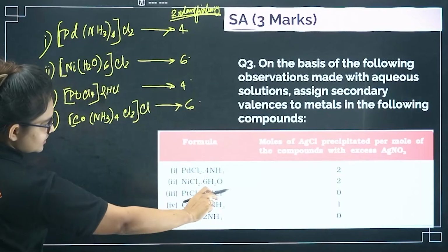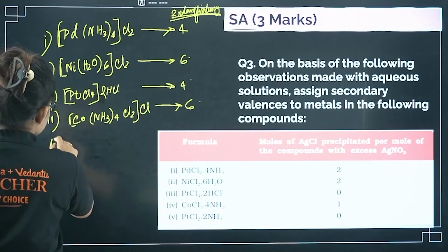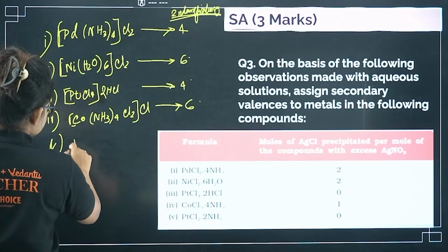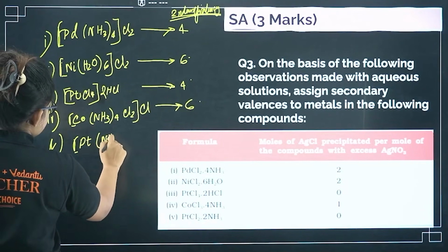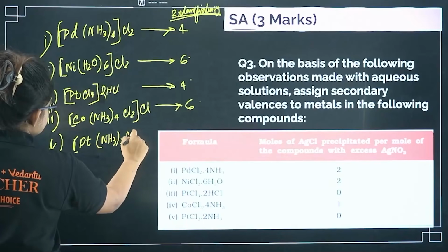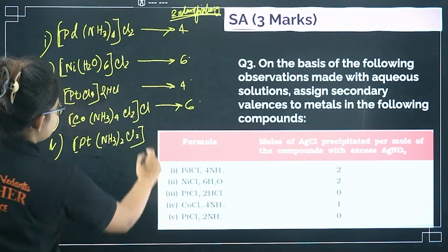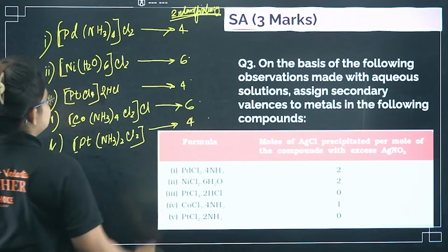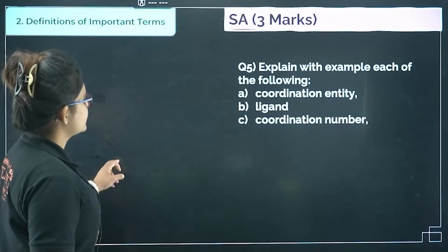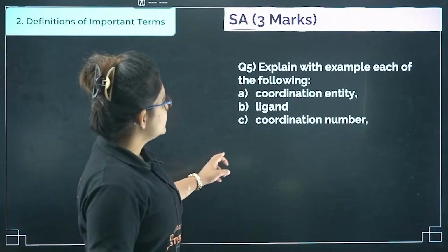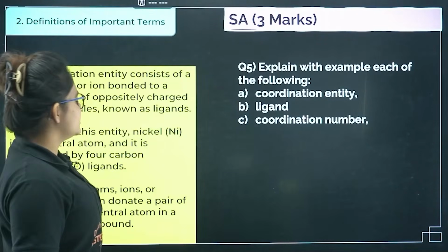Next, okay, I am getting no AgCl precipitation for 5. So Pt, here I am having NH3 twice, Cl2, right? No precipitation, and hence you are getting here 4 as well. Okay, I guess this is clear to you. Let's proceed further. Explain the example of the following. Okay, so coordination entity, ligand and coordination number.